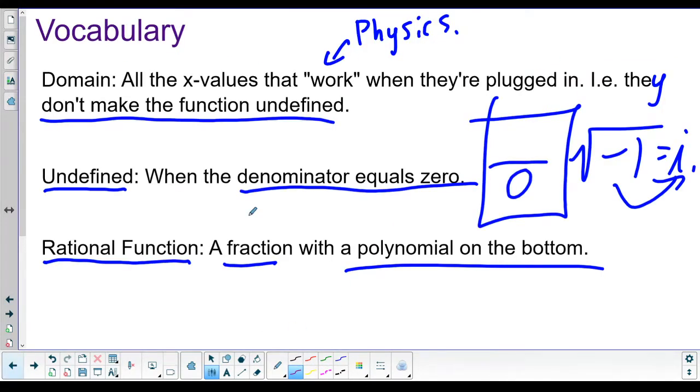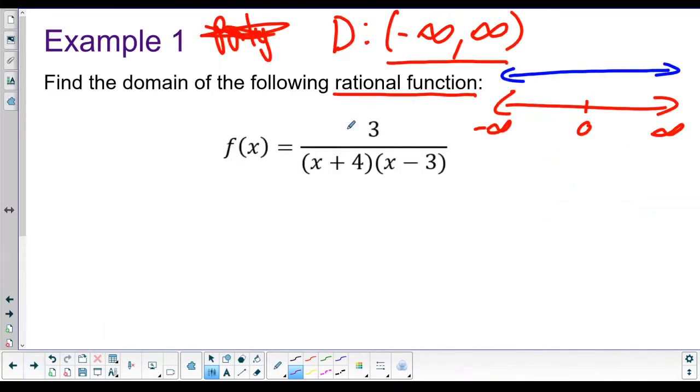So our domain is all the x values that work when they're plugged in, i.e. they don't make the function undefined. So if we want to figure out what the domain is, we need to go figure out where is the function undefined and then take those pieces out. So what we're going to do is we're going to figure out where does this thing have a denominator that equals 0. And the way you do that is you just set these binomials equal to 0 individually, like we've been doing.